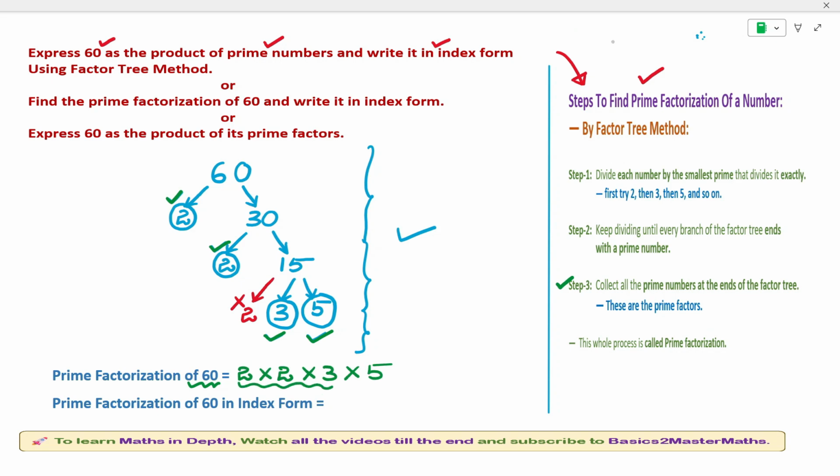This can be written as 2 to the power 2 multiplied by 3 multiplied by 5. This is the index form.